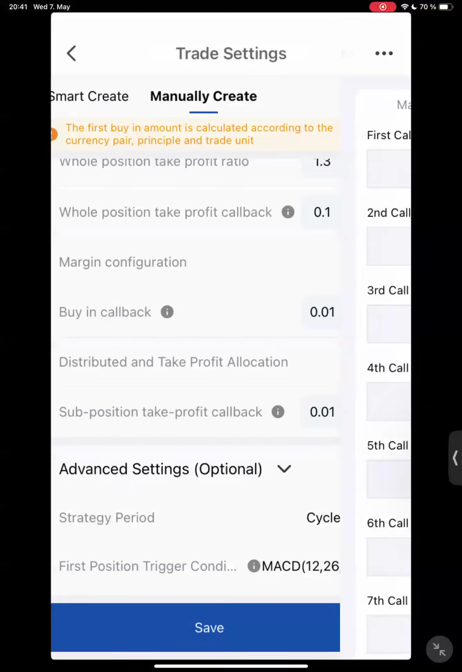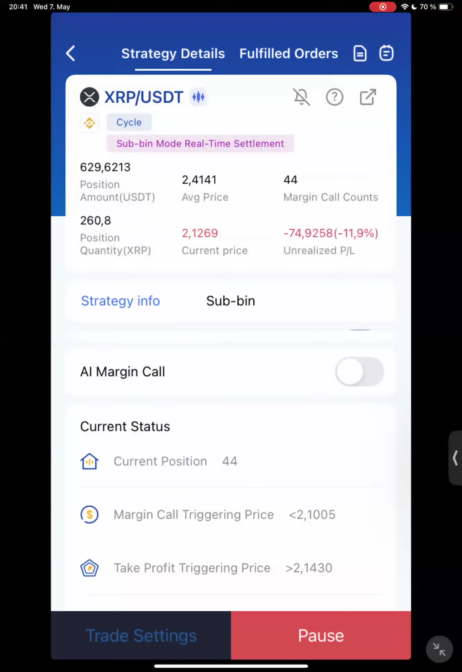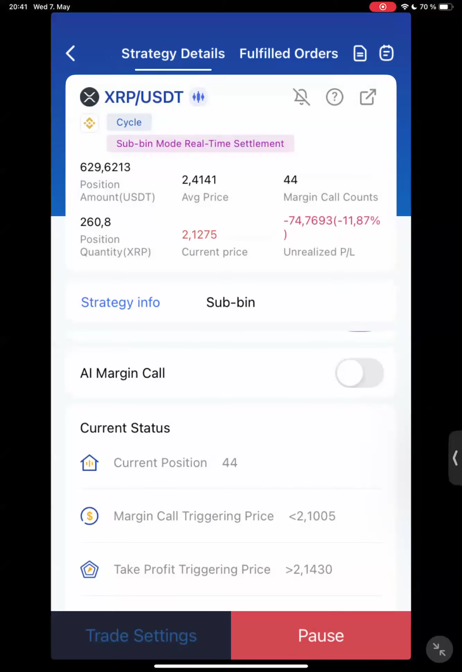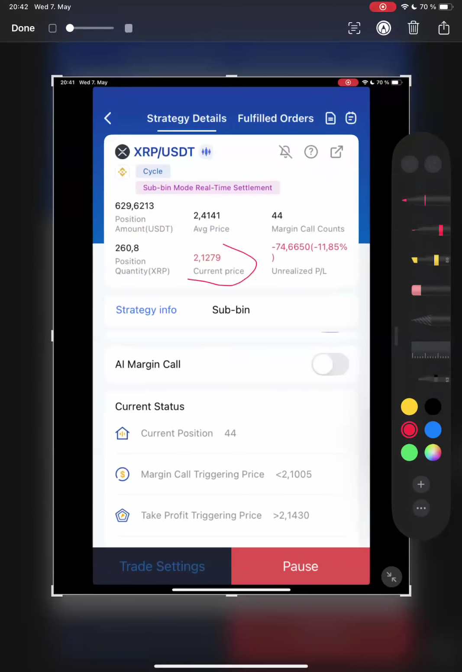Okay. All right. So let us go back. So that is the meaning of margin call counts. Then position quantity. One XRP is being sold for 2.12 USDT. So it means 629 USDT has given you 260 quantity of XRP. I hope you understand. All right. Then the current price is the current price of the coin.